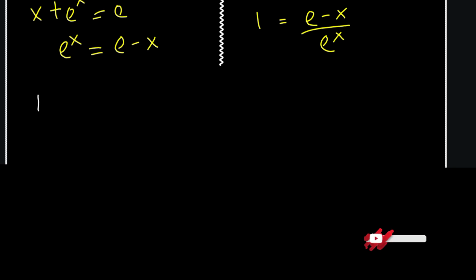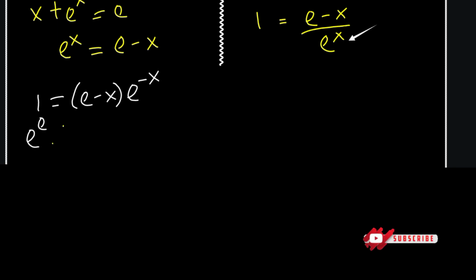We can just say 1 equals e minus x multiplied by e to the power of minus x. And that's according to the law of indices because we can convert a denominator to a negative power. Moving further here, we are going to multiply both sides of our equation by e to the power of e. And also here we're going to have e minus x times e to the power of minus x. Also here too, we're going to be multiplying by e to the power of e.